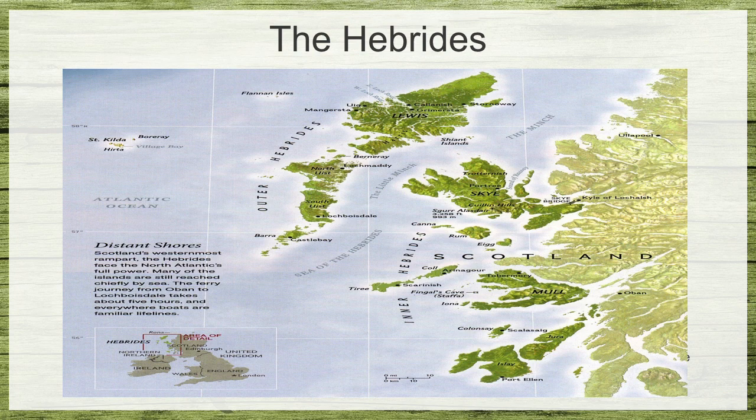Farming combined with fishing is the main occupation of the people living there. Out of the total of over 500 islands of the Hebrides, more than half are uninhabitable. That means not suitable to live in. Only several families live on some of them.